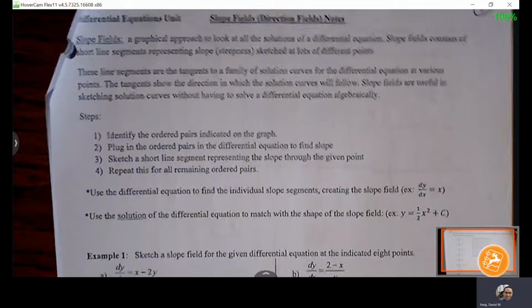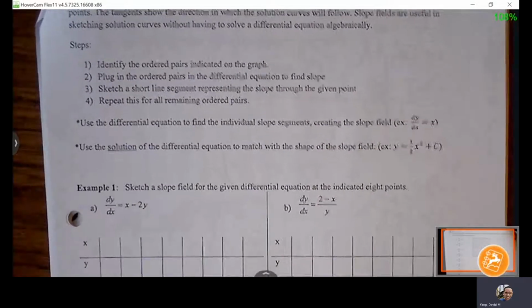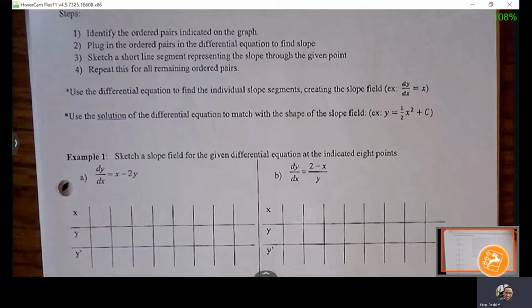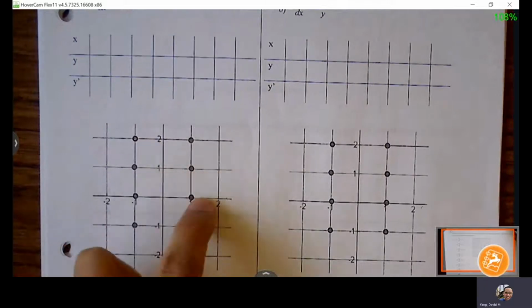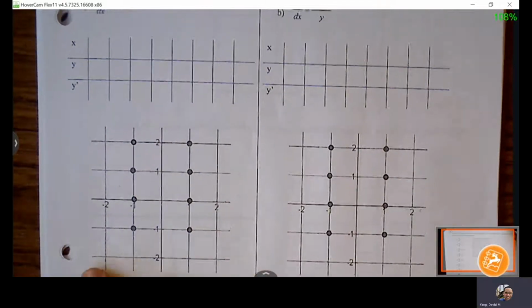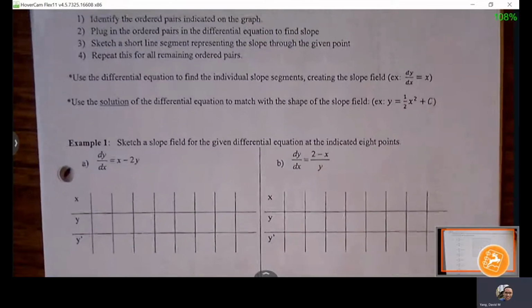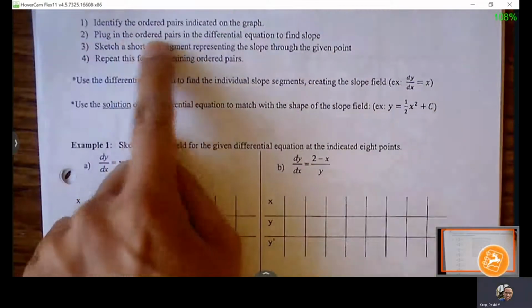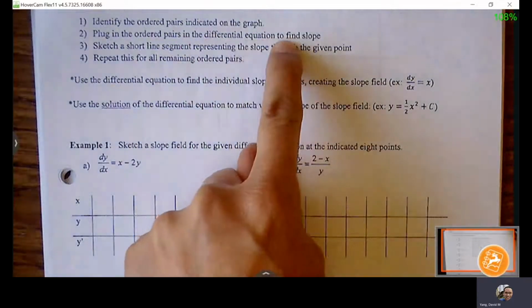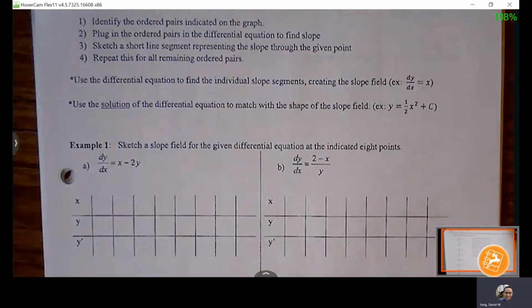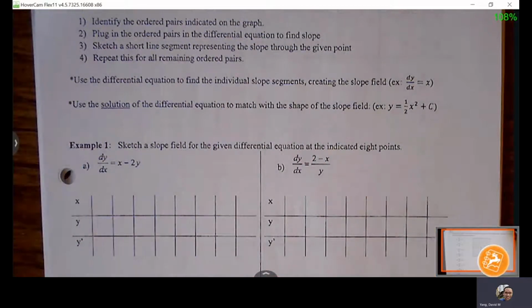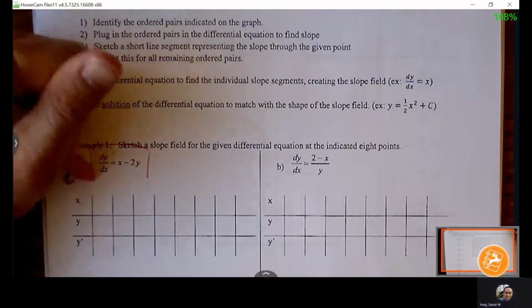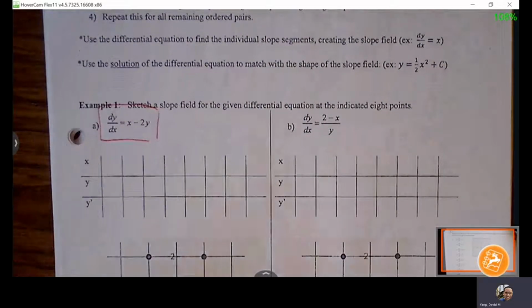Okay, so let me run through the steps here. First thing is identify ordered pairs indicated on the graph. So you can see below here, you see some highlighted points, and those are the points that we are trying to sketch the slope fields for. Okay. Number two, plug in the ordered pair in the differential equation and find the slope. So we're going to identify each of the ordered pairs. Okay, and then we're going to plug into the differential equation. So differential equations are these dy dx's that we see here.